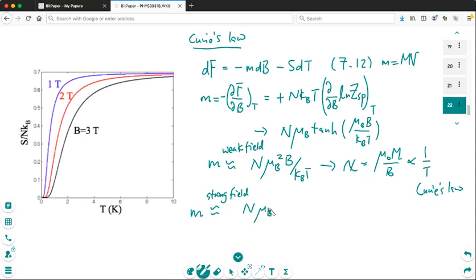Why is it saturation? The reason is the following. We are talking about the total moment. The total moment becomes N times the individual moment that are parallel to the magnetic field. For our spin-half particle, the moment is 1 Bohr magneton each, and you have N of them, and they are all occupying the lower energy level, which is parallel to the magnetic field you apply. That's why the total moment is this. So the strong field case is also correct.